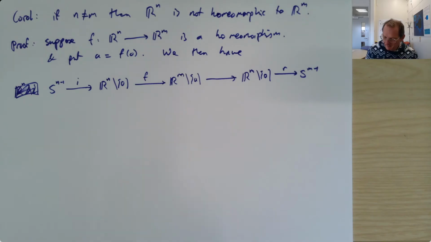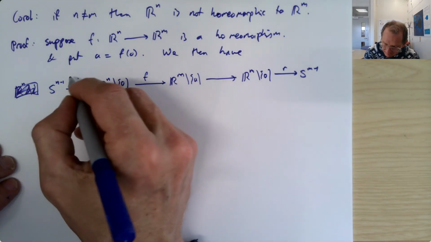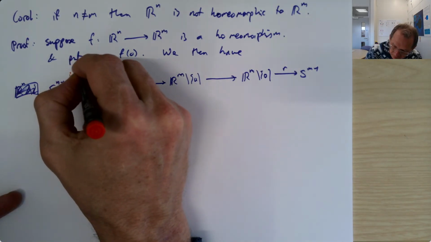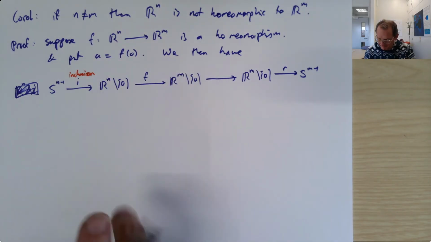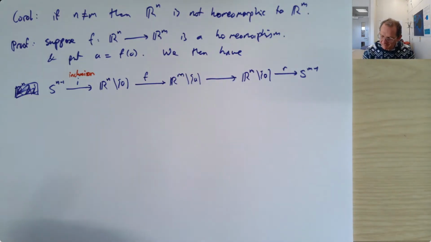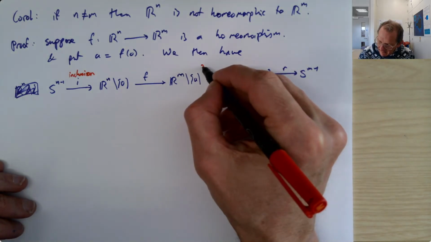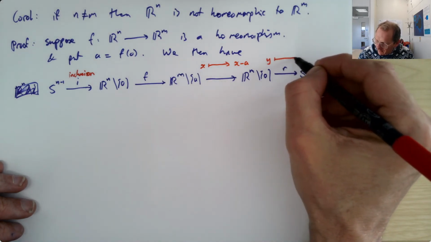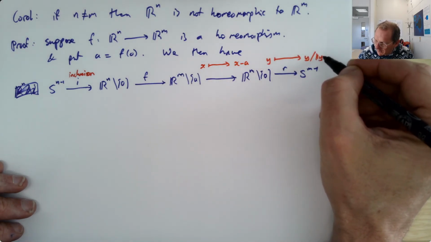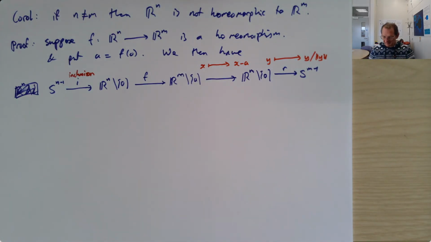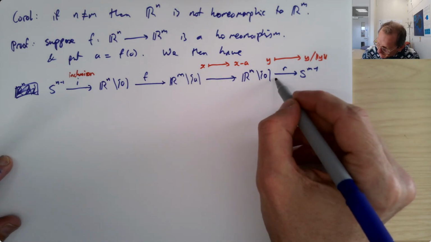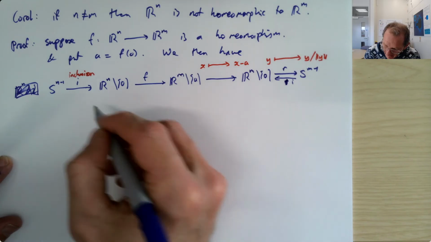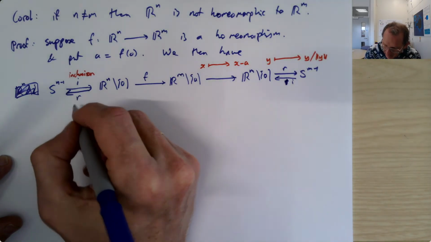Okay, so we've got the maps like this. This is just the inclusion, and then this is our given homeomorphism f. And then this one is just going to be x goes to x minus a. And then this one is going to be y goes to y divided by the norm of y, the normalization. And of course, we've got the inclusion map i in the opposite direction here, and also the normalization map r in the opposite direction there.